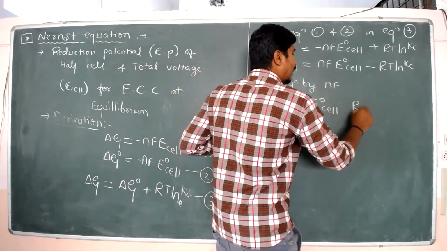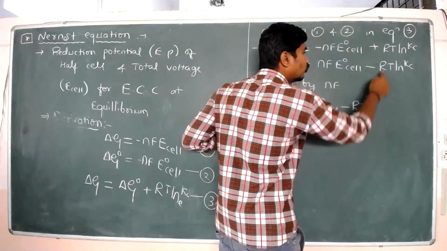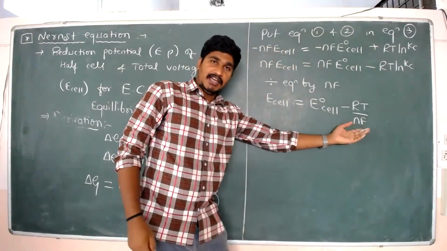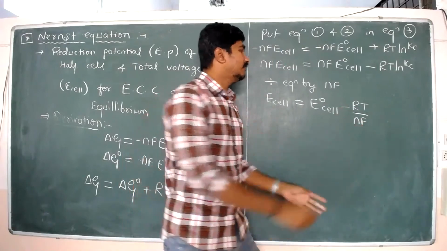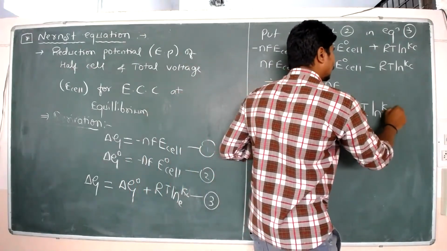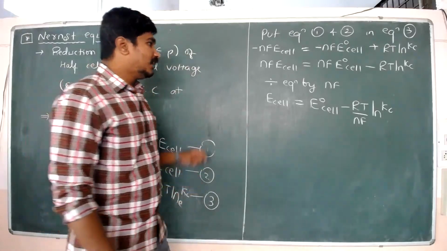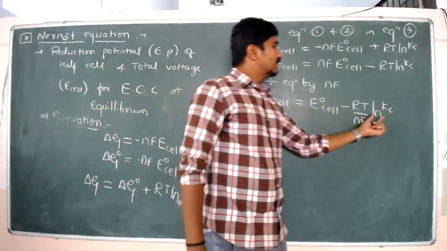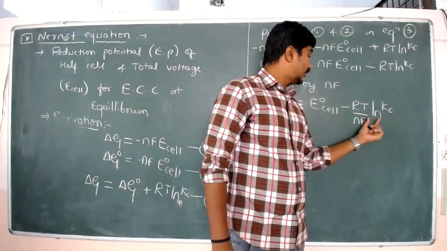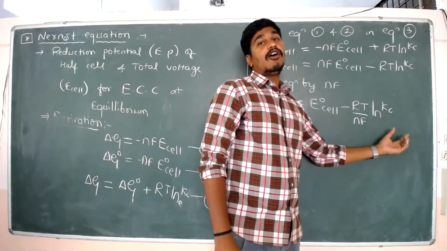Now minus RT by nF. Here there is no nF, therefore we are dividing with nF. It will become RT by nF ln Kc. Kc is what? Equilibrium constant. Now I want to convert this natural log into the log base term.